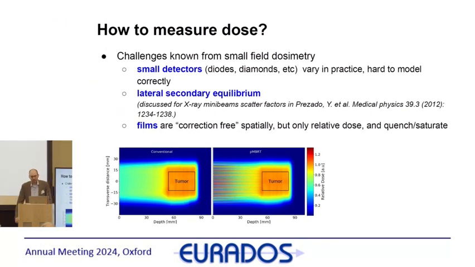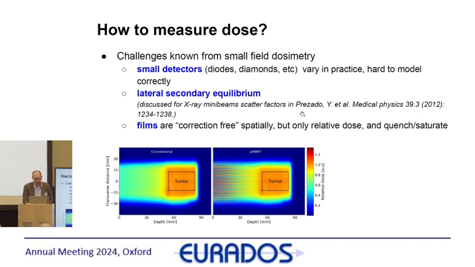Dosimetry: how to measure dose. We need small detectors, diodes, diamonds, and so on, and then welcome to small field dosimetry. This is actually an extension of small field dosimetry, I think, and this means that we have a lot of problems. We have no lateral secondary equilibrium. It's easily broken in these cases, and so on. So I think it's problematic to get values about it. There's very little research done about this.